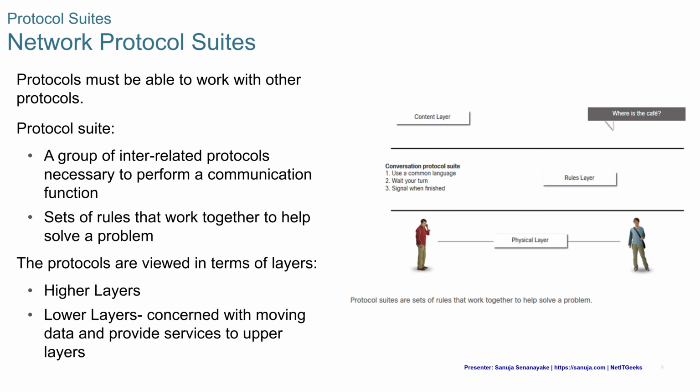There are higher layers and we also have lower layers defined on that stack of different layers. This is why you may hear the term TCP/IP stack or OSI stack used interchangeably with the OSI model or TCP/IP model. The higher layers and lower layers are basically a general division of layers, where the lower layers are concerned with moving data and providing services to upper layers.